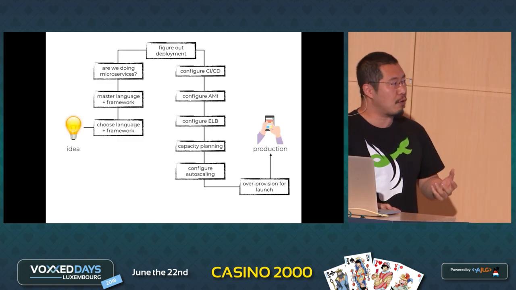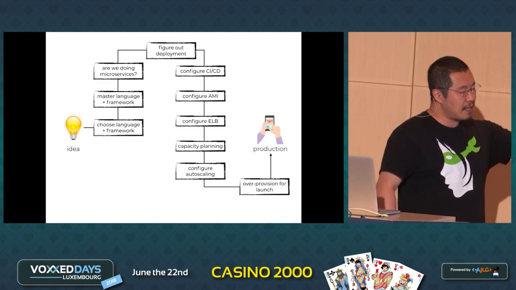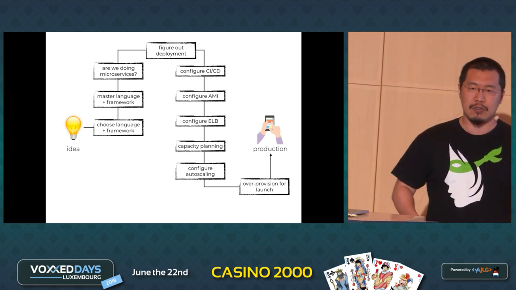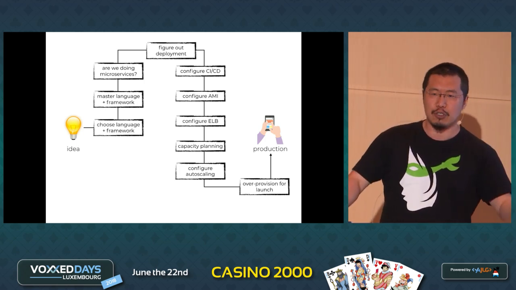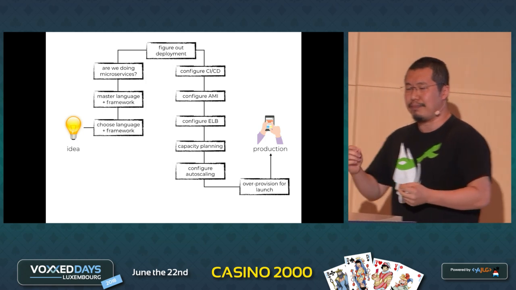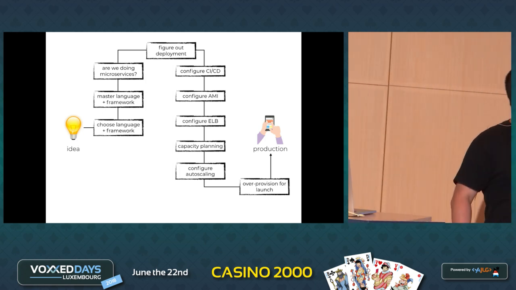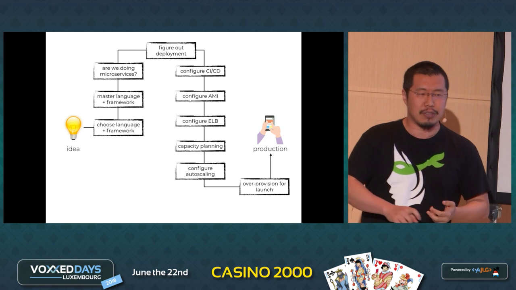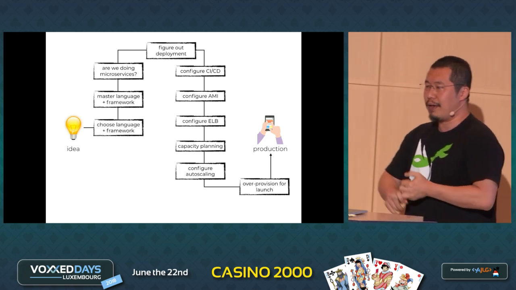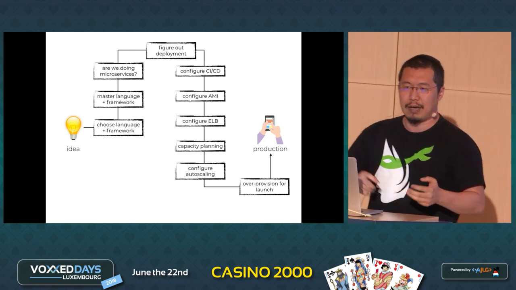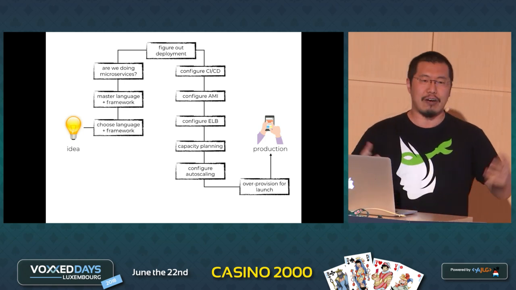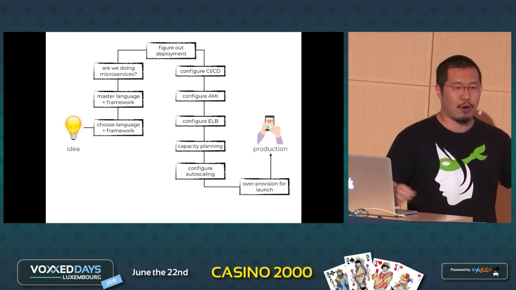But the biggest reason for me to go to serverless is that a lot of things are standing in my way from having an idea to actually being able to have something running in production so I can start testing the idea against the market. You have all these things you've got to think about in terms of the framework, the language you want to use, configuring AMIs, setting up load balancers, setting up auto-scaling groups, having three-hour meetings to talk about capacity planning and so on.